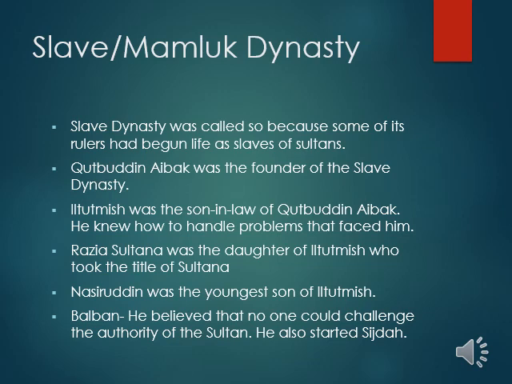He believed that no one could challenge the authority of the Sultan. Children, in those days, sultans were not allowed to rule over anyone. So people refused to accept the supremacy of the sultans of the Slave dynasty. So Balban started Sijda. Sijda means to bow down three times in front of the Sultan.